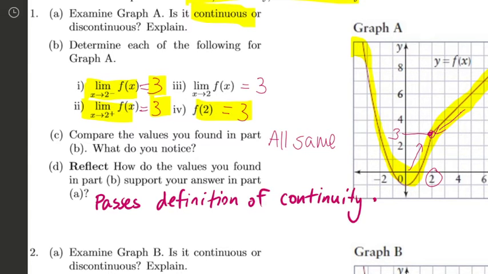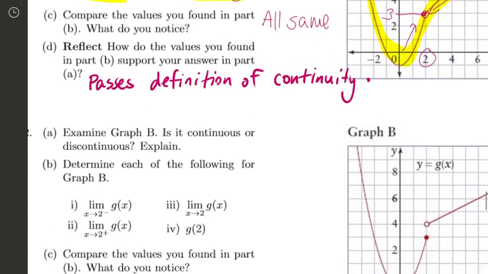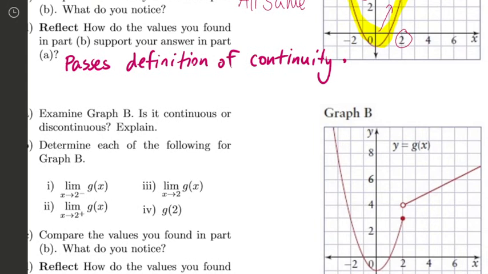Okay, let's look at number 2. Examine graph B to the right. Is it continuous or discontinuous? This time, as I trace my graph, I'll reach a point where I have to lift my pen and then move and finish the graph. So that is a function that is discontinuous. Why? Because there is a break in the graph.